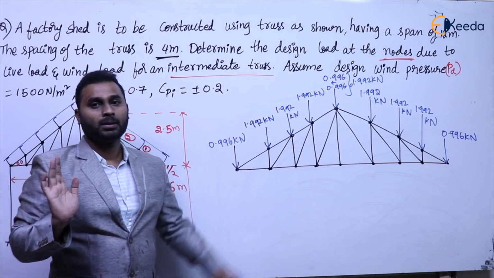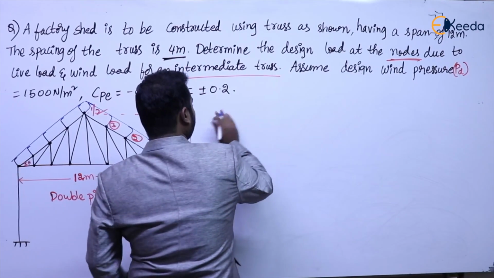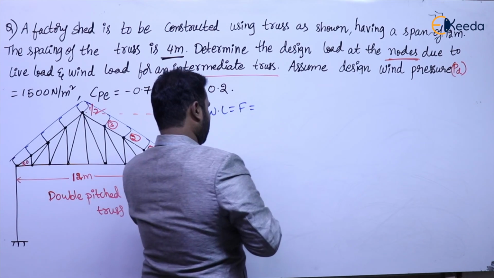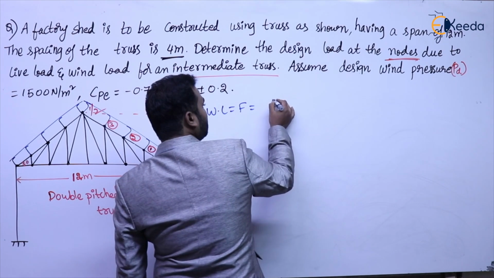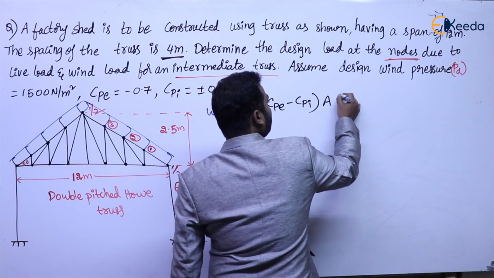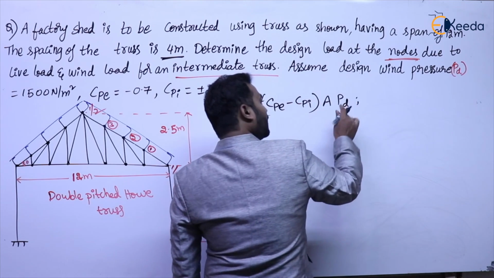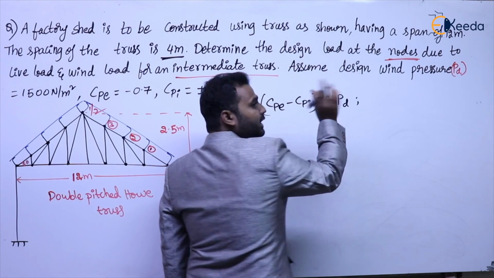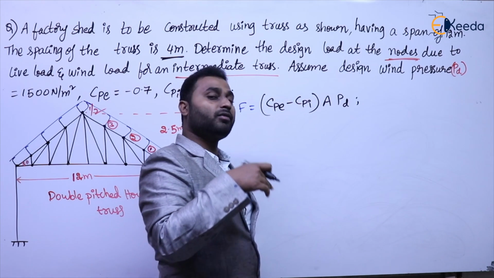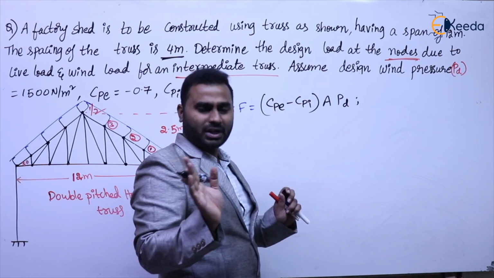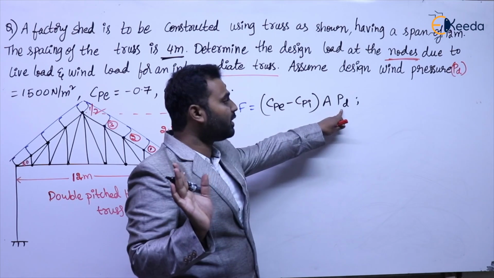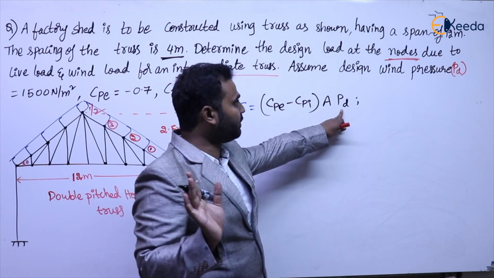First take this diagram. So coming to the wind load, WL, we represent it with F. The formula for F, as already discussed, is (CPE minus CPI) into A into PD. And of course, we have discussed the formula for PD, and in that formula there is another term, PZ, and we have seen the formula for PZ as well. But in this question, all those things we have discussed are not required. The reason is that the PD value was directly given. How much is the PD value?